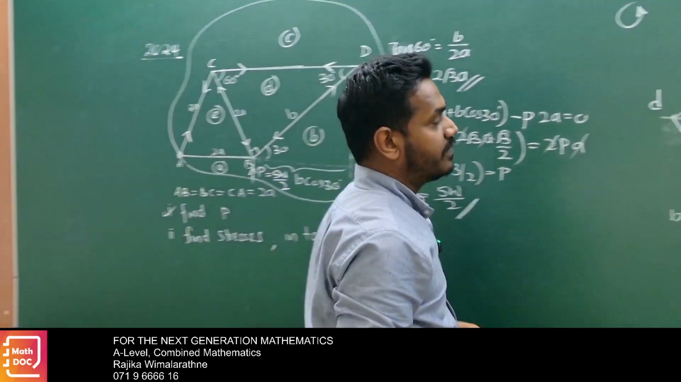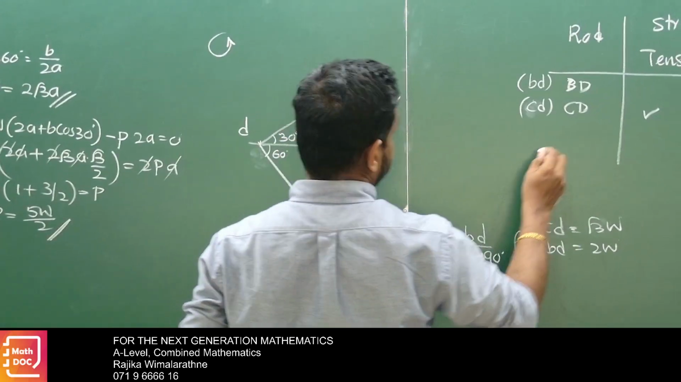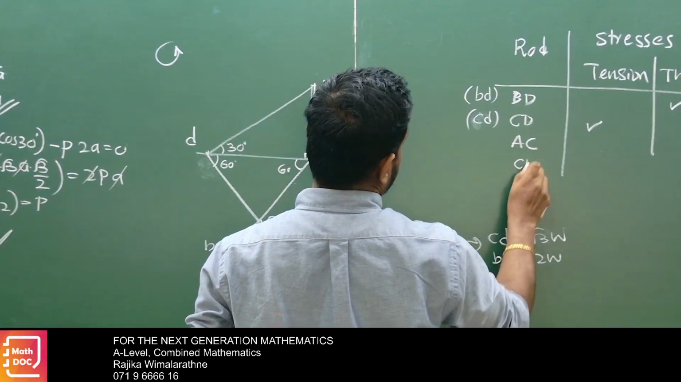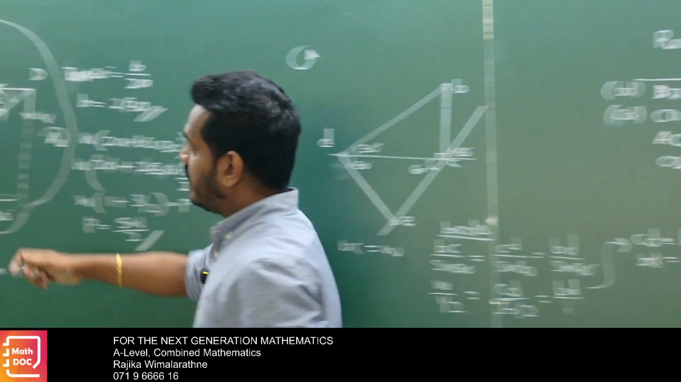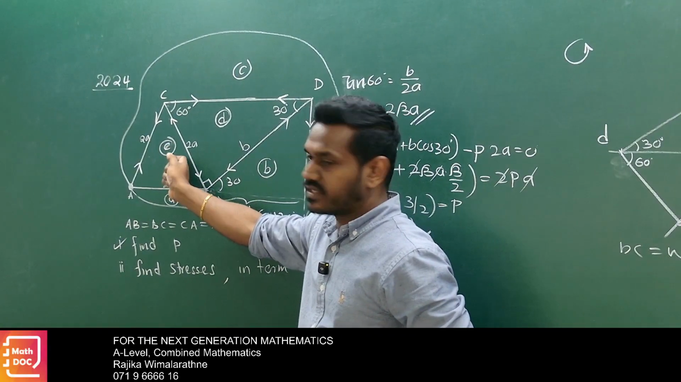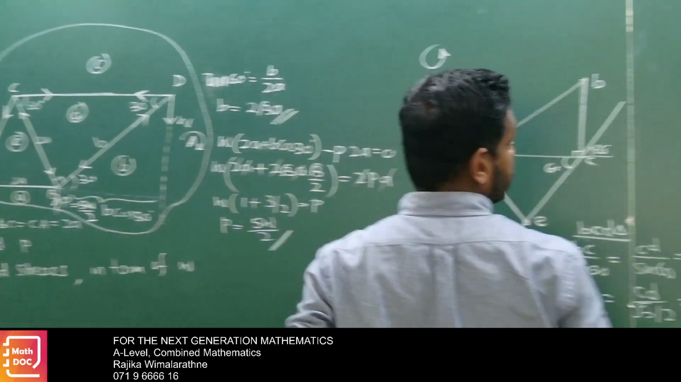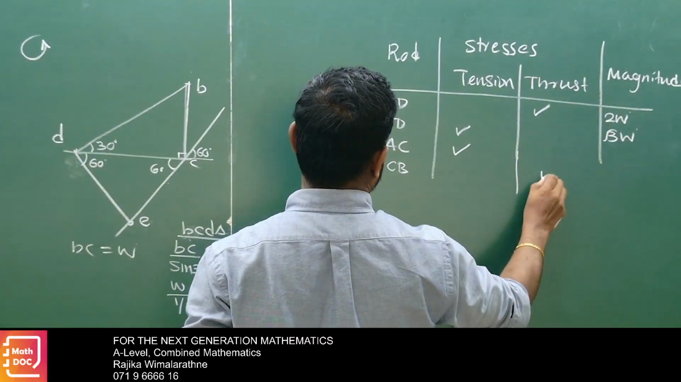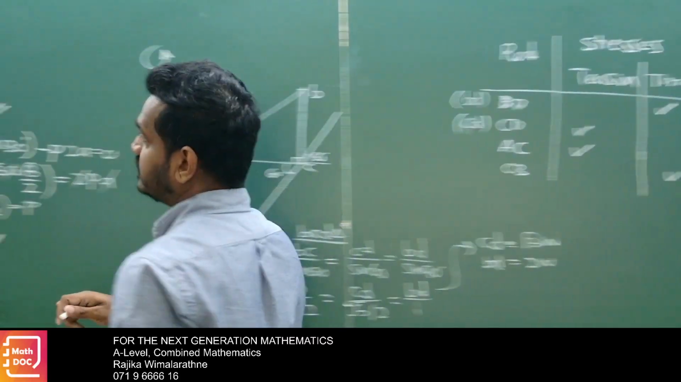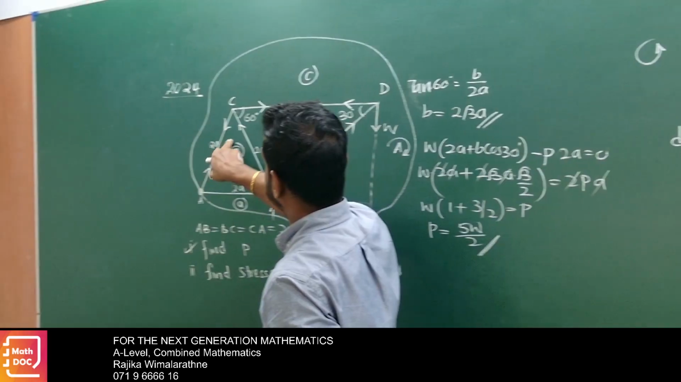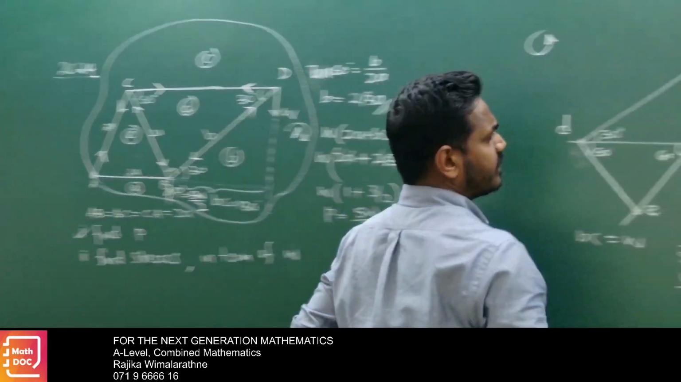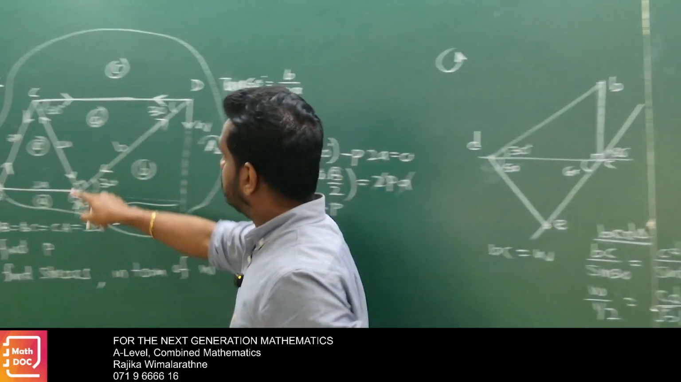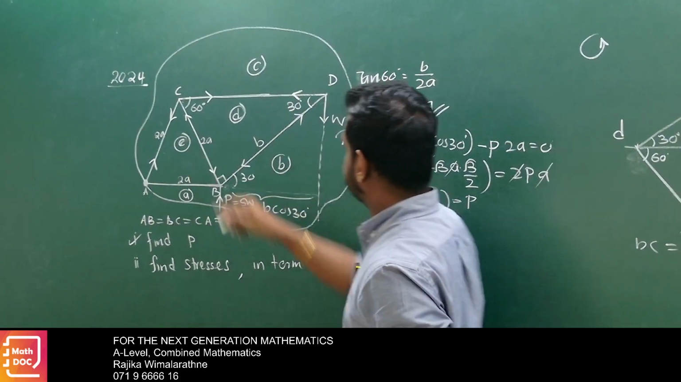Then update the table, here on AC and CB. Here AC rod tension, CE rod thrust. AC rod tension, CB rod thrust. Then here AC rod is represented by the EC region, EC. CB rod is represented by the ED region.